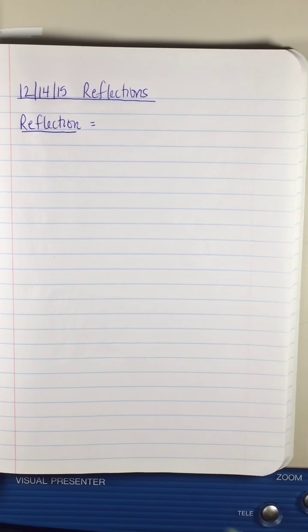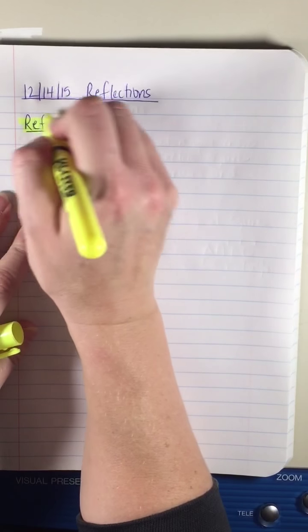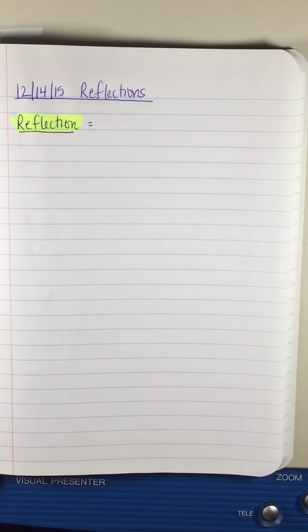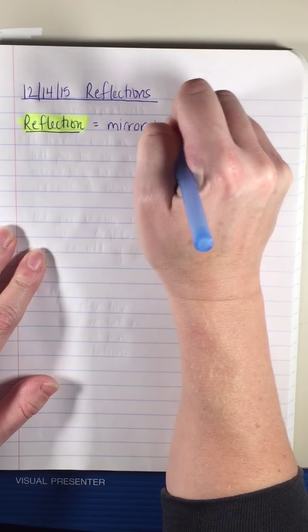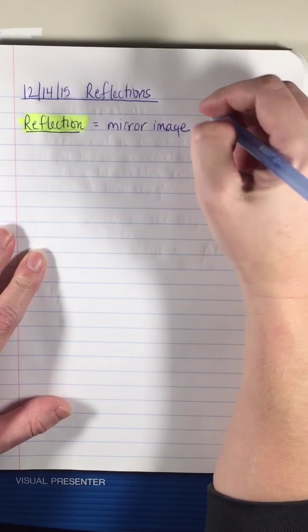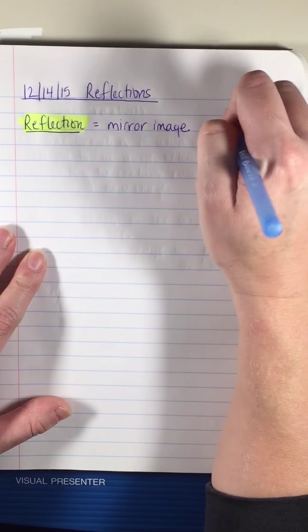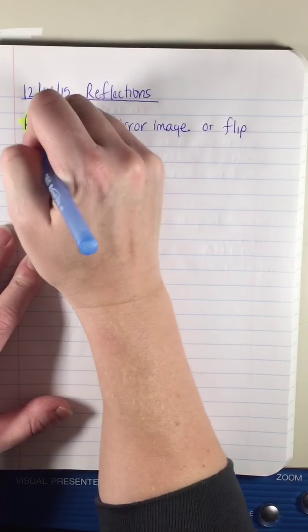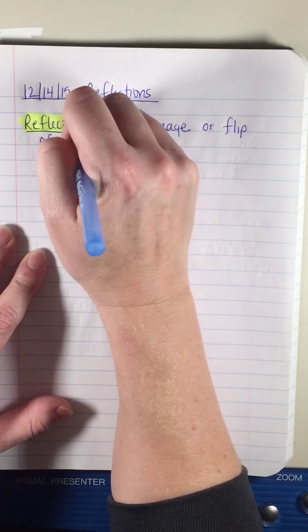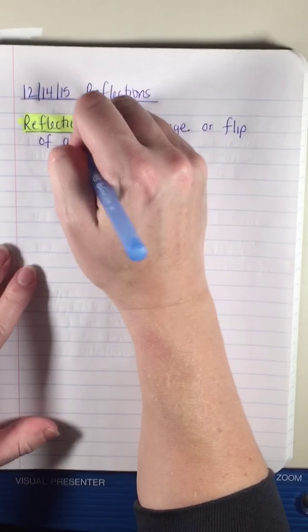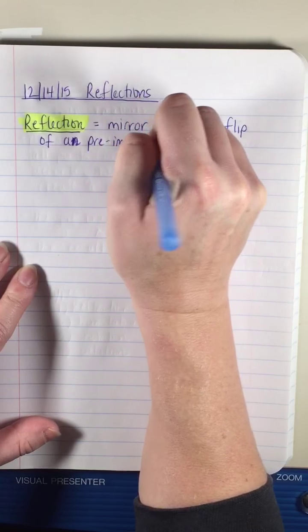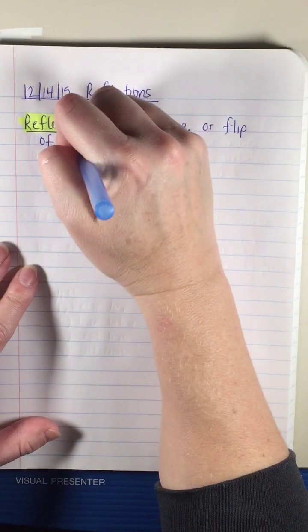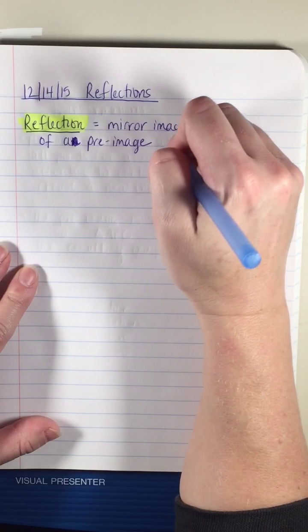And once again, I would use your highlighter. It's a mirror image or flip of a pre-image over a reflecting line.